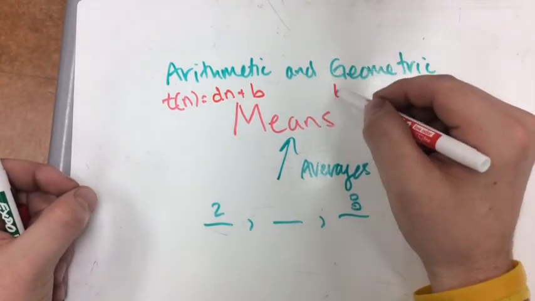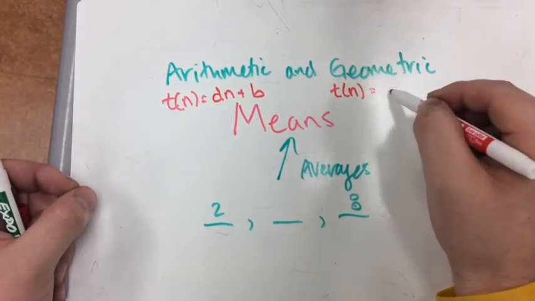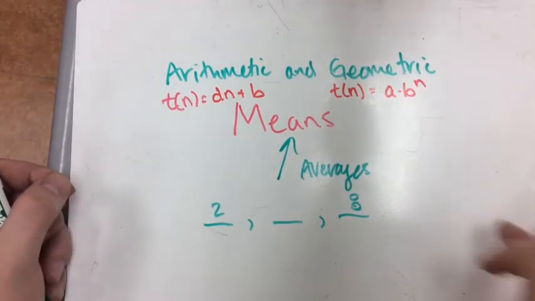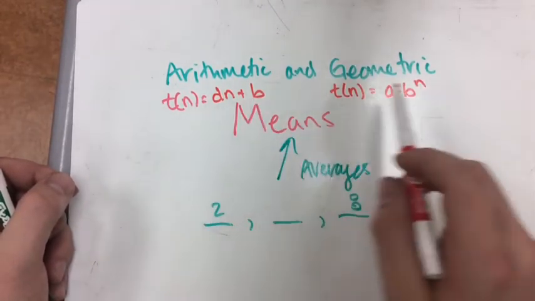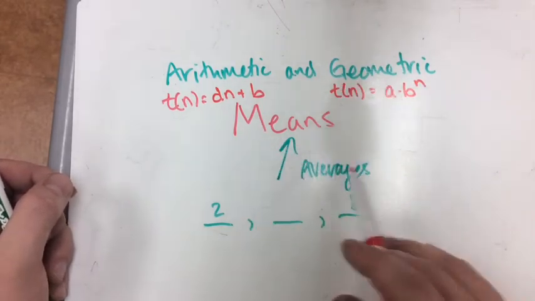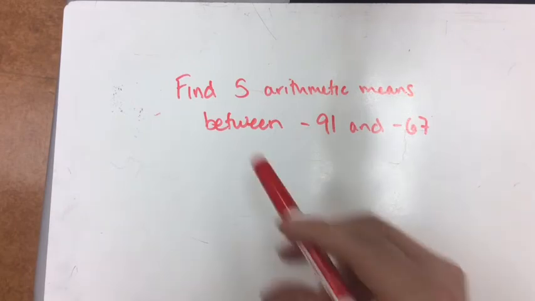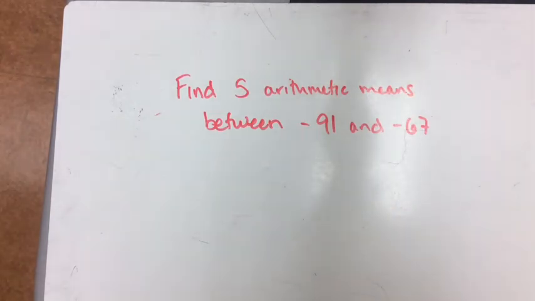Geometric sequences are suspiciously like exponential equations, okay? So again, if we can just break it down into these formulas and plug in what we know, we can start to answer questions. Here's an example of a problem we might see. It's asking: find 5 arithmetic means between -91 and -67.